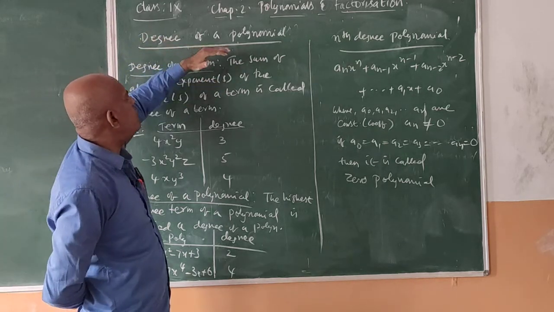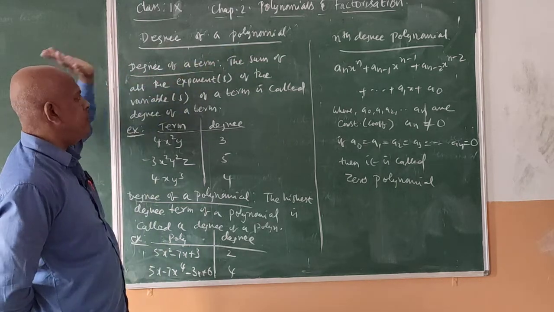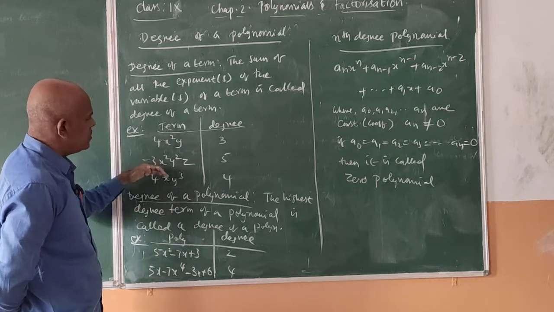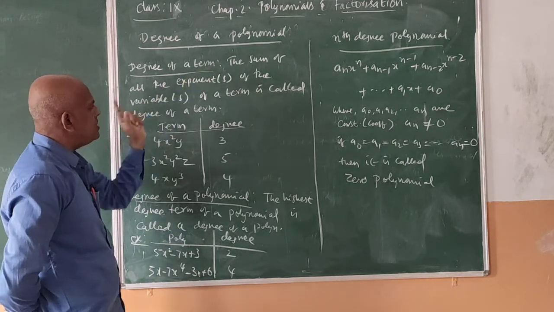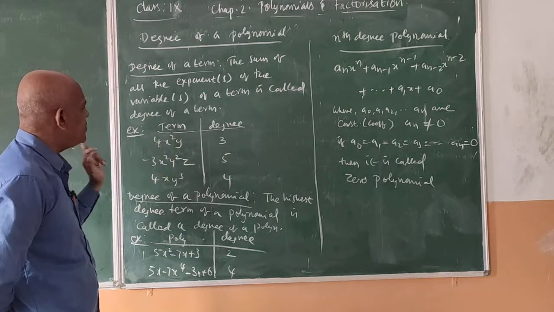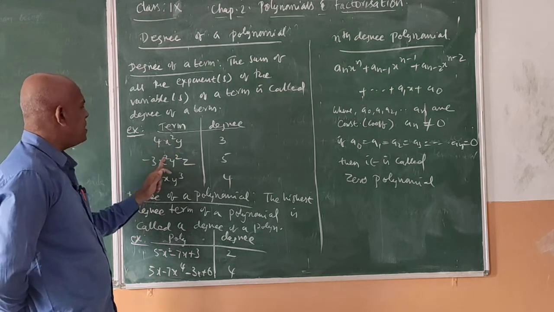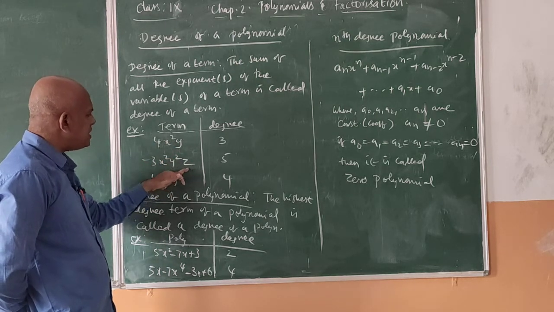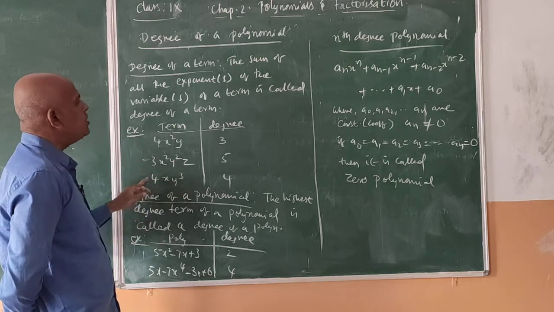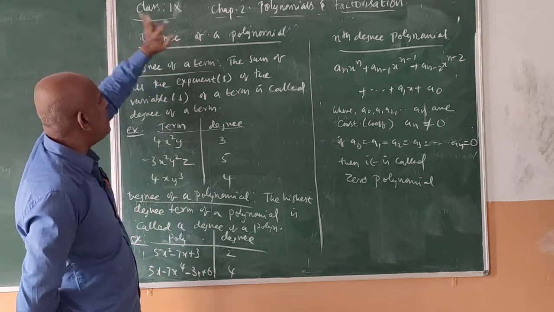Before we go to the degree of a polynomial, let us first learn the degree of a term. Here 4x square y is a single term, only one term. There is no plus or minus between 4x square and y. It is only one term. Here 3x square y square is completely one term. 4x y cube is also completely one term. So we have to find the individual term degree first, and later we go for the degree of a polynomial.